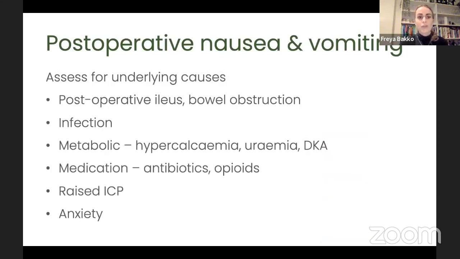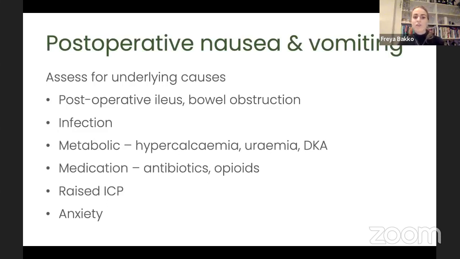As mentioned, make sure you assess for any underlying causes before you just treat it as generalized post-op nausea. Ensure they've opened their bowels and they're not obstructed. Ensure they've not got an underlying infection, which often causes patients to become nauseous. Ensure their electrolytes are within normal ranges and check their BMs for DKA. Stop any opioids if you can, or reduce the opioid dosing if they're not in too much pain. Just be conscious that antibiotics can also cause side effects, and if they're not necessary, rationalize them if they're causing nausea.